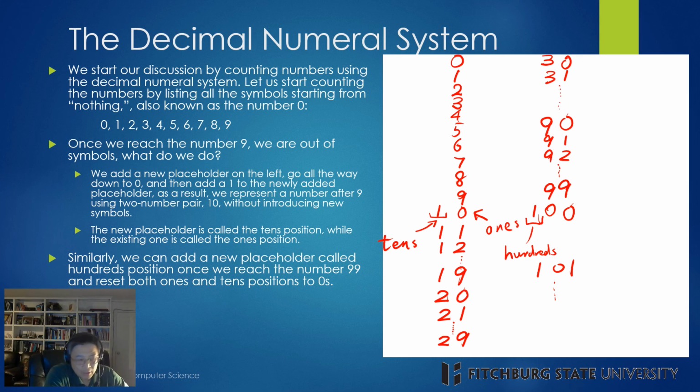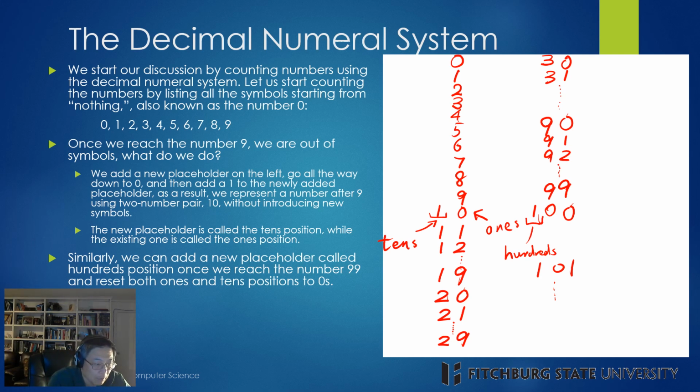Okay. Now what's so good about the decimal numeral system? The decimal numeral system allows us to represent any numbers using only 10 symbols. So no matter how big the number is going to be, we just simply add more placeholders on the left.